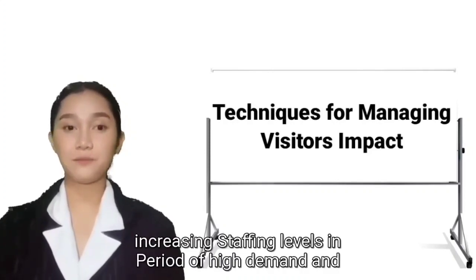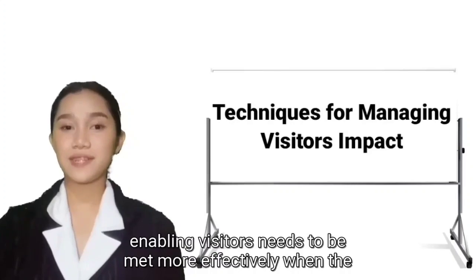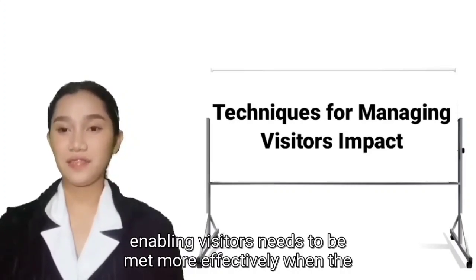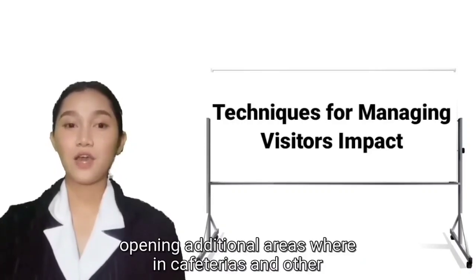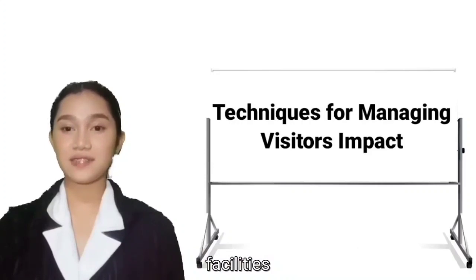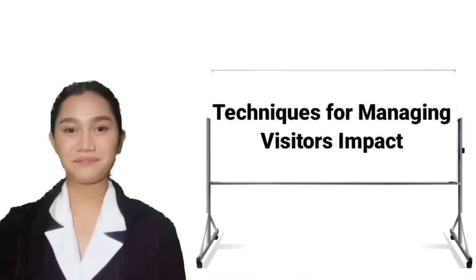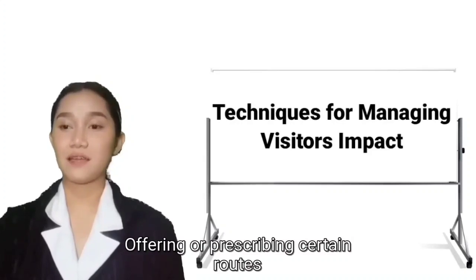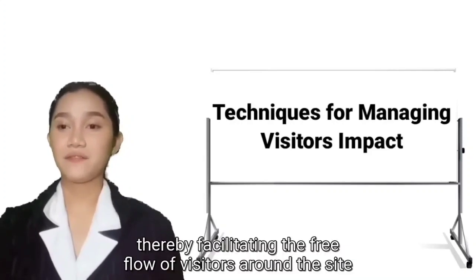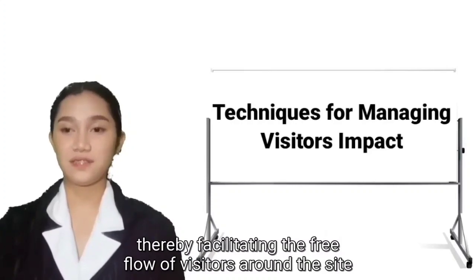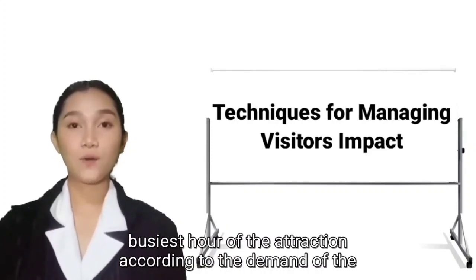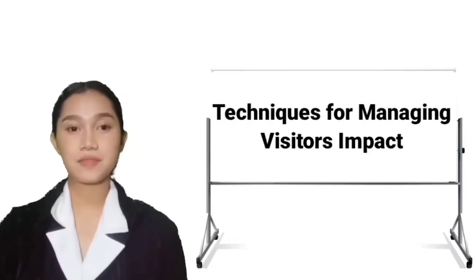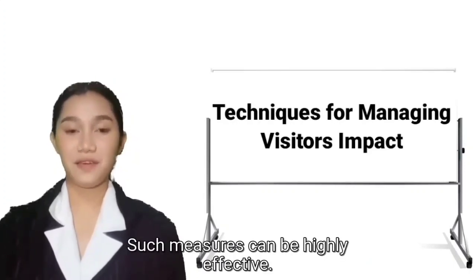increasing staffing levels in periods of high demand, and enabling visitors' needs to be met more effectively when the site is so busy. Opening additional areas, such as cafeterias and other facilities, during busy times. Offering or prescribing certain routes, thereby facilitating the free flow of visitors around the site, and cross-training staff so that they can work in the busiest hours of the attraction according to the demand of the visitors. Such measures can be highly effective.